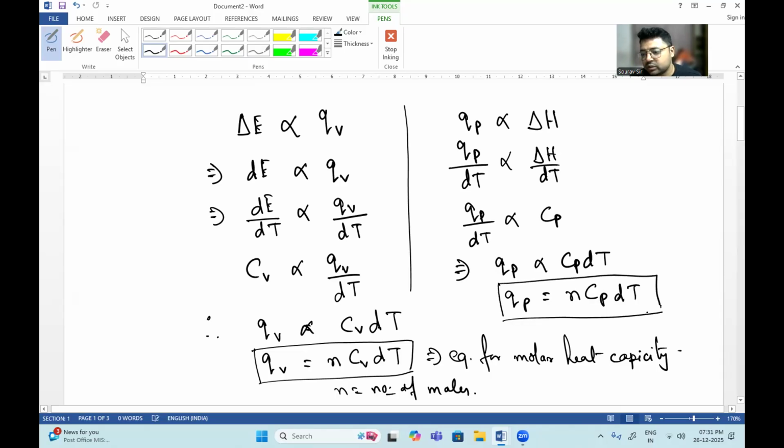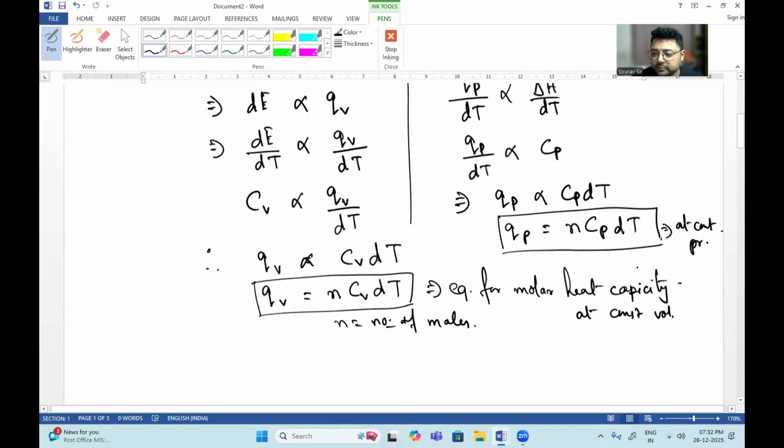This is also the equation for molar heat capacity, here at constant volume, and here at constant pressure. So these are the two equations for molar heat capacities. CP and CV are molar heat capacities at constant pressure and constant volume respectively.